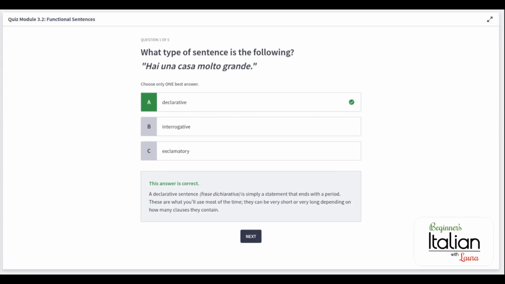Okay, the correct answer was A. A declarative sentence, or frase dichiarativa, is simply a statement that ends with a period. These are what you'll use most of the time. They can be very short or very long, depending on how many clauses they contain.